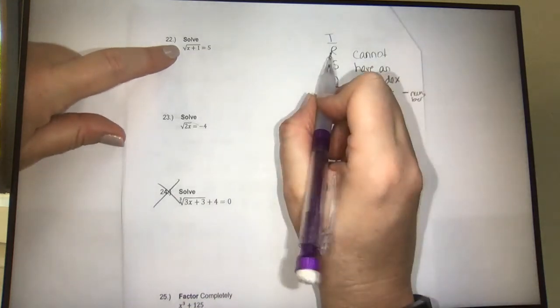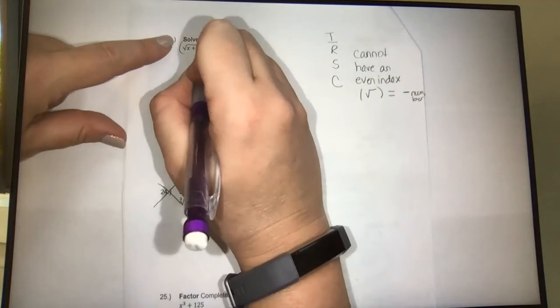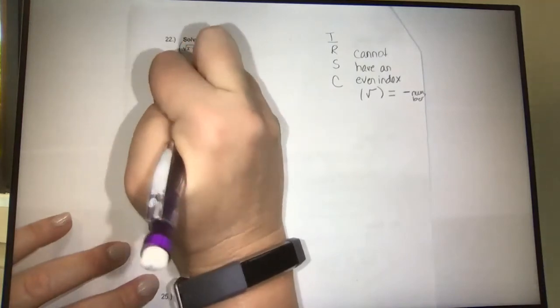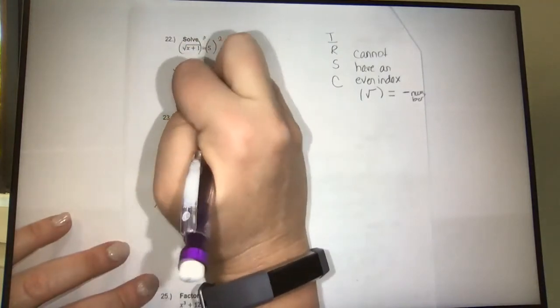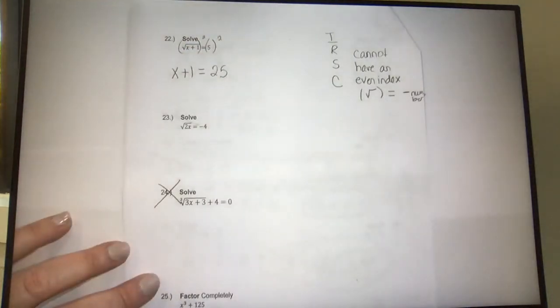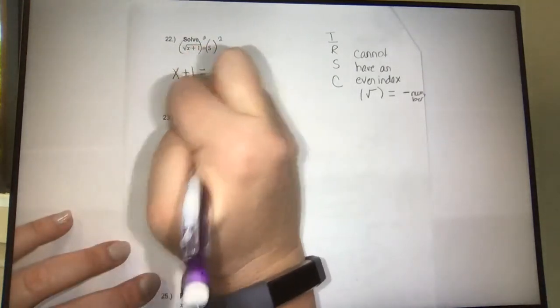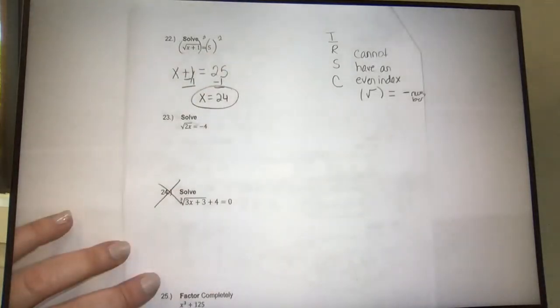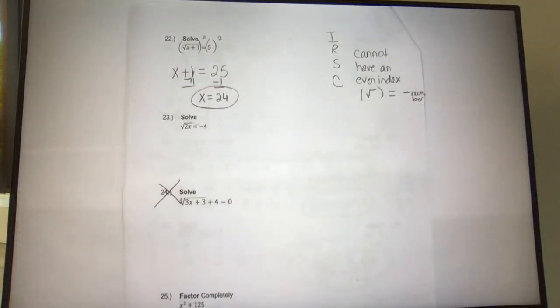Okay, now I'm going to raise. He's a square root, so his index is 2. I'm going to square both sides. I'm going to get x plus 1 on the left. I'm going to get 25 on the right. I solve for x. I get a nice little 24. These are the only problems you won't have 2 answers for. Okay, you're just going to have a nice little 1 answer because you don't have a squared exponent.